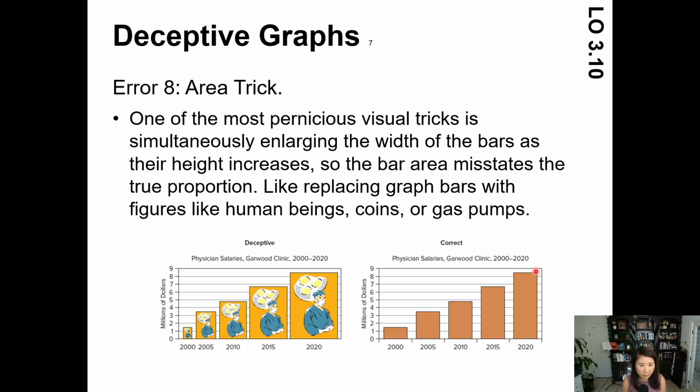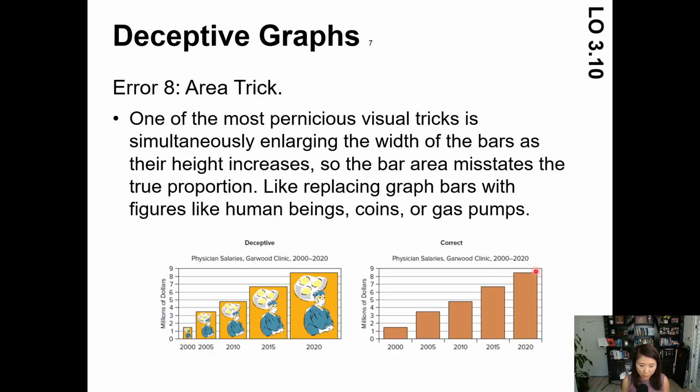And then error 8 is called the area trick. As you can see in the picture below, the left-hand side is considered deceptive because they tried creating the bar chart, right? As we mentioned in the class, for each bar the width should be the same, but as you can see on the left, the deceptive chart, they are making the bars wider and wider. It just makes you feel that in 2020 they are spending way more millions of dollars, but actually it's not the case, right? Or that the $2,000 was spent way less. That's what we try to emphasize: when you're creating the bar chart, each bar's width should be the same so that each bar is comparable.